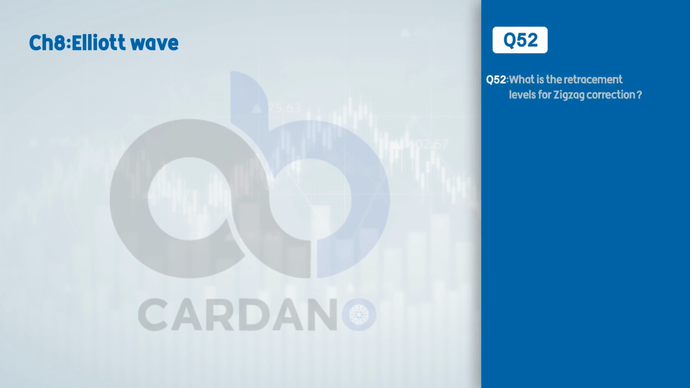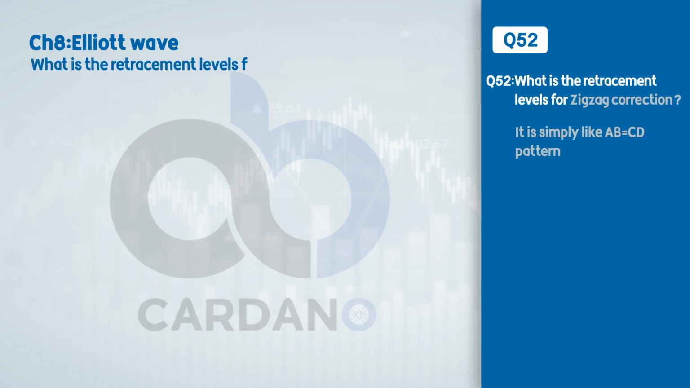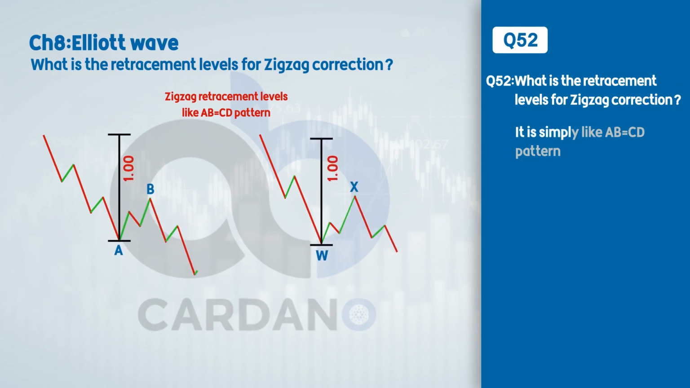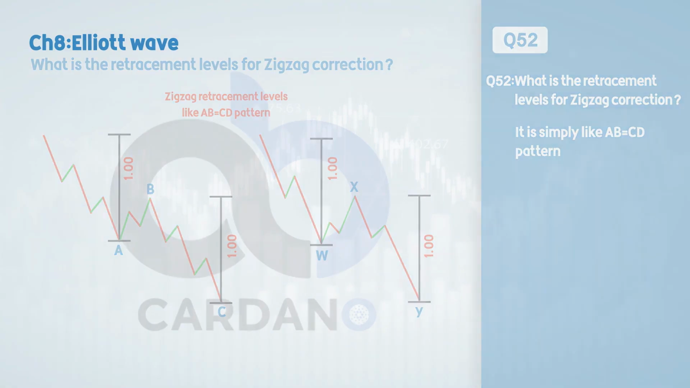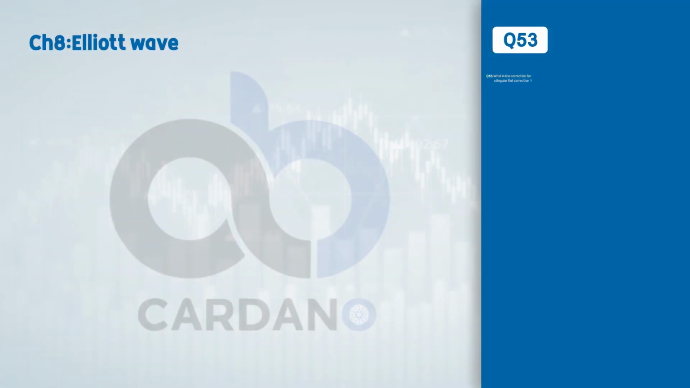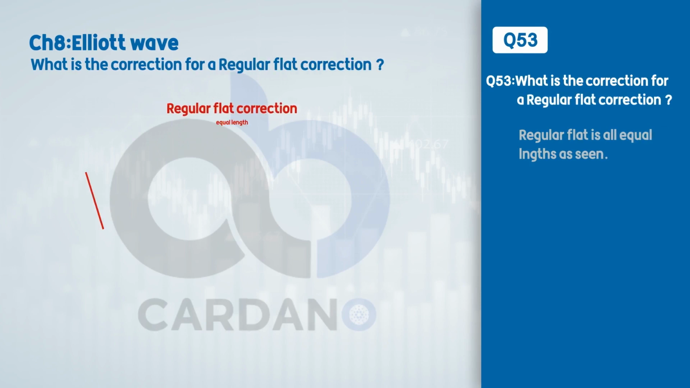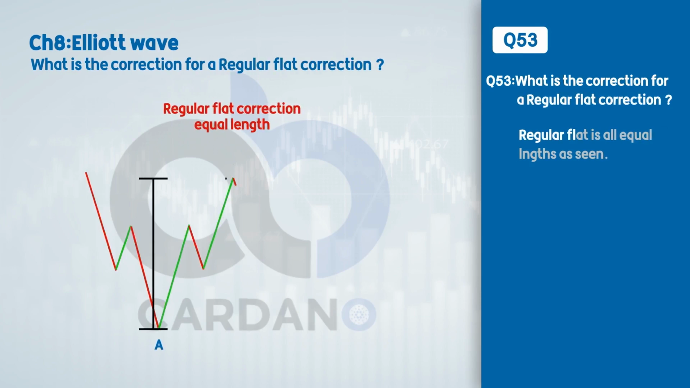Question number 52. What are the retracement levels for zigzag correction? The answer is, it is simply like AB equal CD pattern. Question number 53. What is the correction for a regular flat correction? The answer is, regular flat is all equal length as seen.